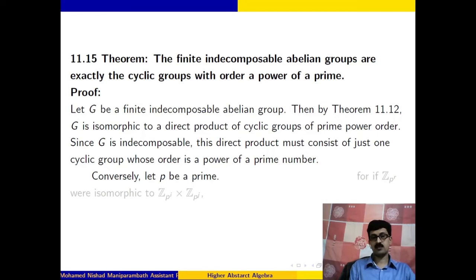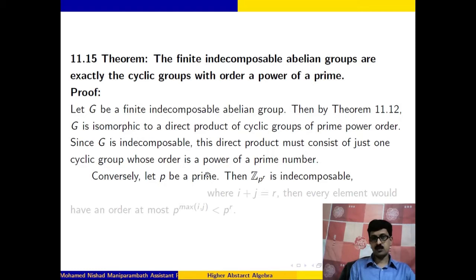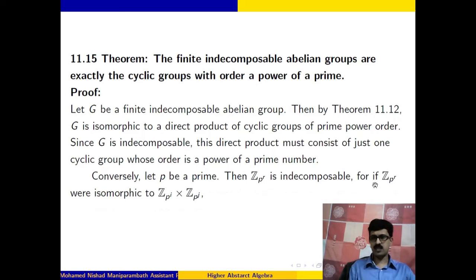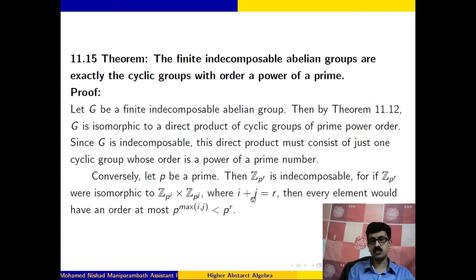Conversely, let p be a prime, and we say that it can be written as only one factor. We have taken it as Z_{p^r}. We check that it is indecomposable. If possible, suppose Z_{p^r} is decomposable. Then Z_{p^r} would be isomorphic to Z_{p^i} × Z_{p^j}, where definitely i + j is equal to r.